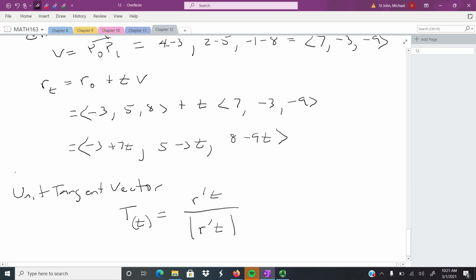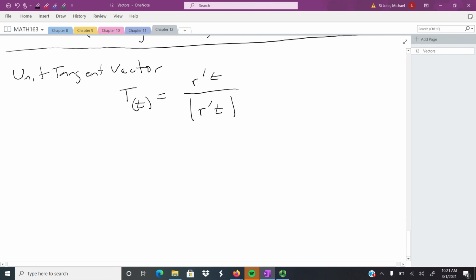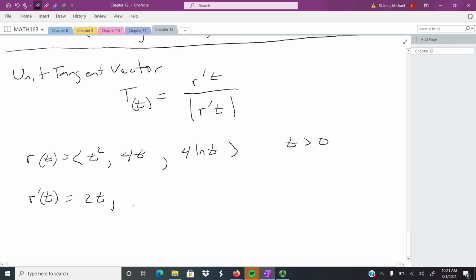All right. So let's look at an example of how this would work. So given that R of t is given by t squared, 4t, 4 ln t, and t is going to be greater than 0. So my derivative is going to be 2t, this is going to be 4, and this will be 4 over t.